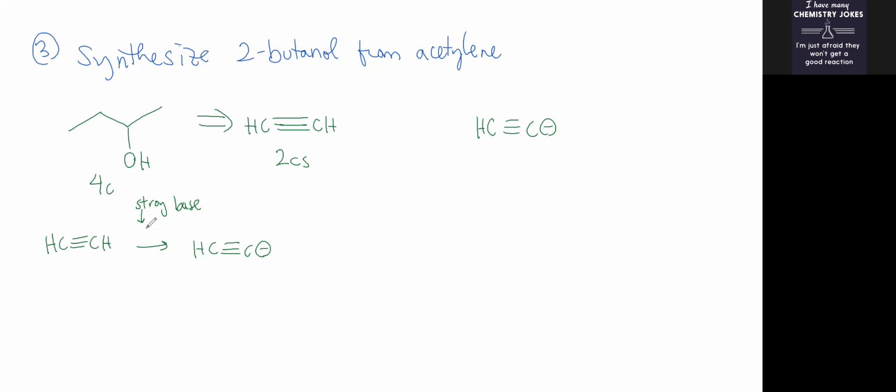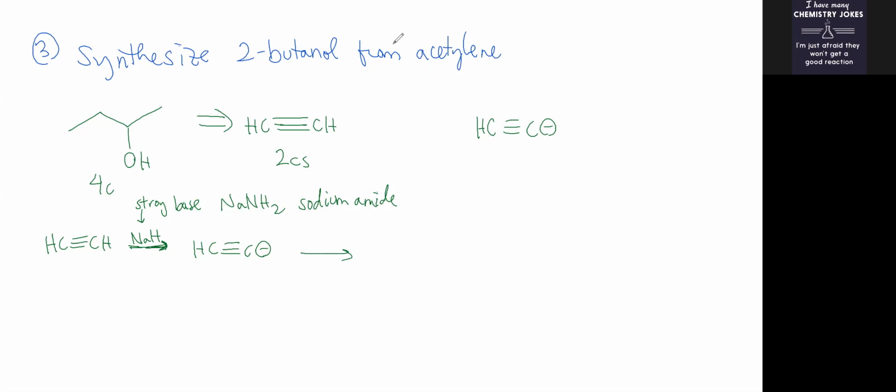And a strong base, you can choose lots of them. Sodium hydride is one of my favorites. NaNH2 is another very common one for deprotonating an acetylene. Sodium hydroxide is not strong enough to deprotonate an acetylene to make an acetylide. So it's got to be a pretty strong base. Sodium hydride, sodium amide, that's what this is. Strong base, deprotonate that acetylene to make acetylide.